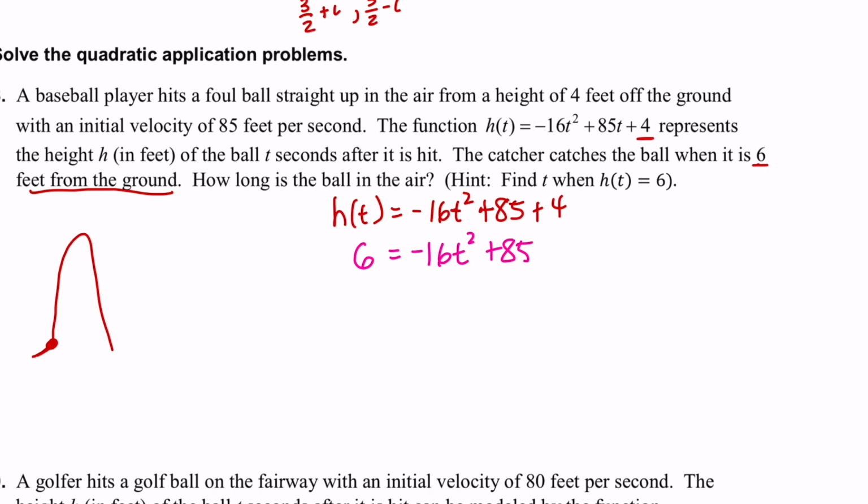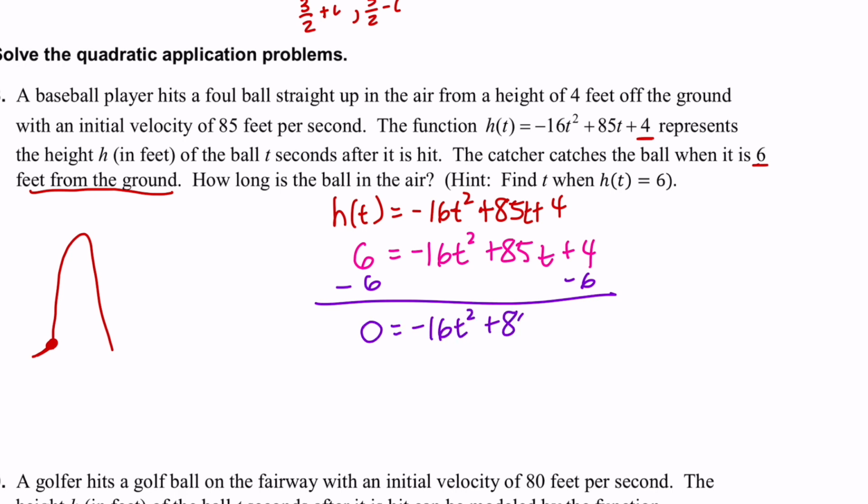It looks like I forgot that t in there. Let me just add that in. Plus 4. Now remember, if we have a t squared and a t, or an x squared and an x, we want to set it equal to 0 so we can use the zero product property. I'm going to subtract 6 from both sides of the equal sign. I get 0 equals -16t squared plus 85t minus 2.